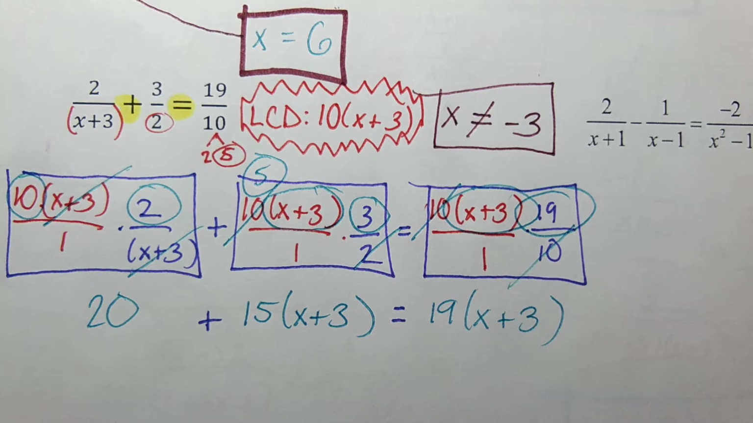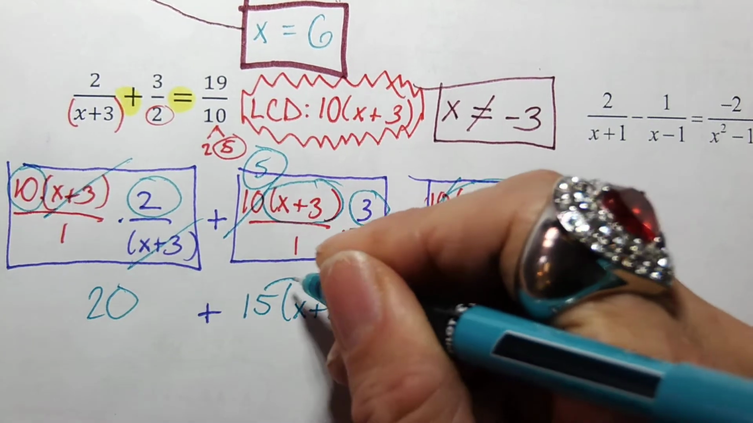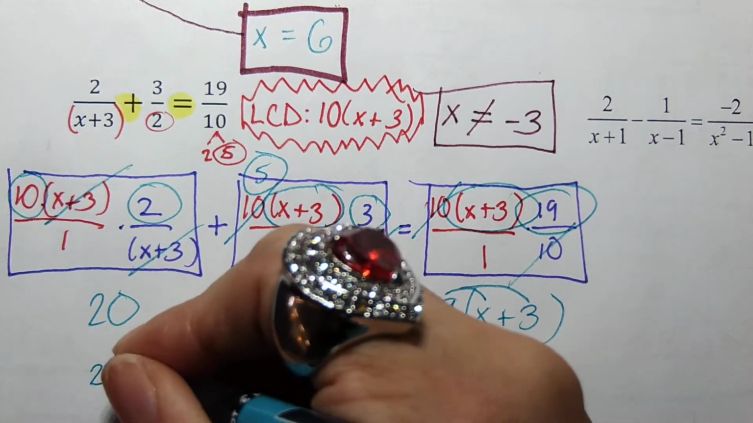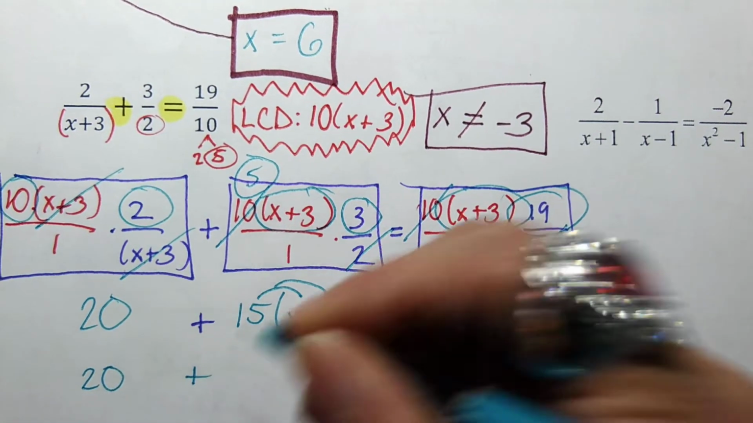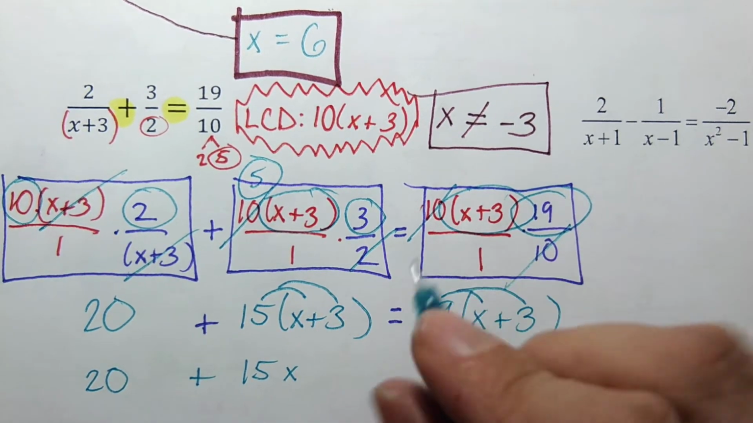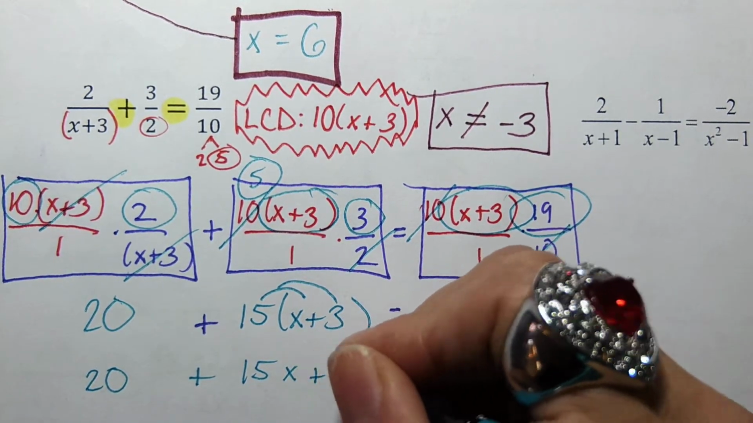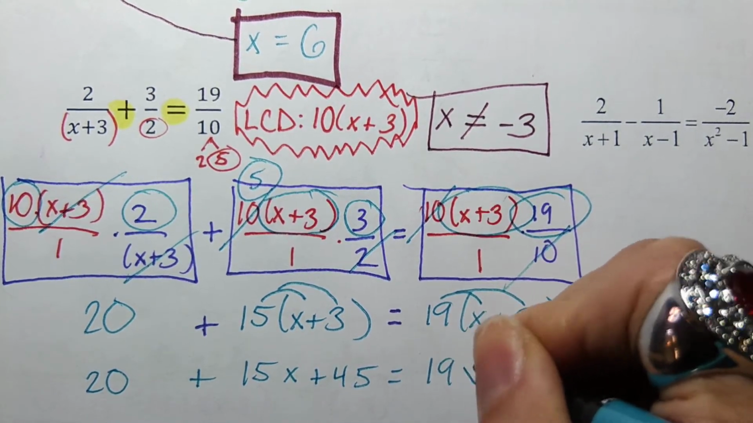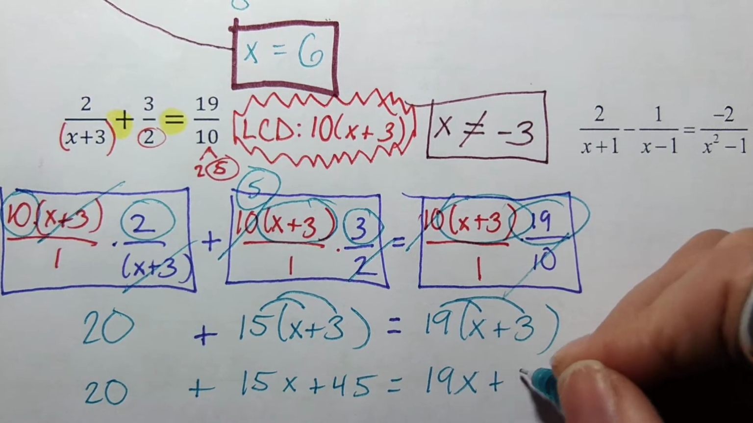So let's go ahead and see what happens when we simplify by distributing. You're looking at 20 plus 15x plus 45 equals 19x plus 57.